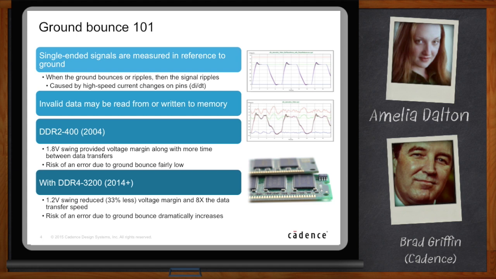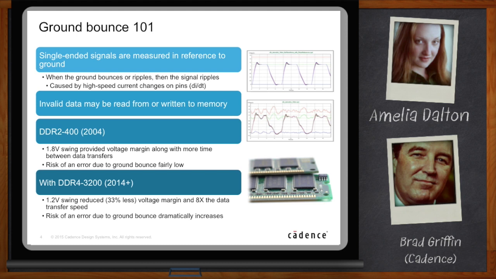Yeah. Given this has been an issue, these effects have always been there. But if you go back like 10 years when DDR2 was first introduced, DDR2 400 had a 1.8 volt swing. Now, that's still pretty small, but given the fact that at 400 megabits per second, or that's 200 megahertz, the risk of error was still relatively low.